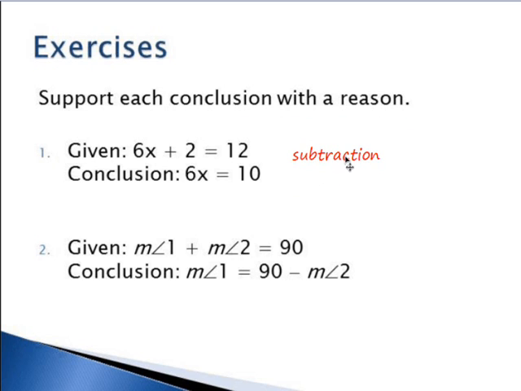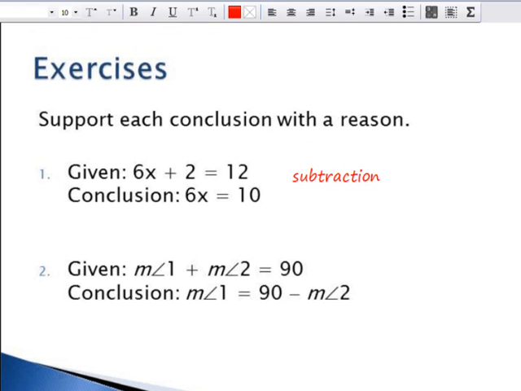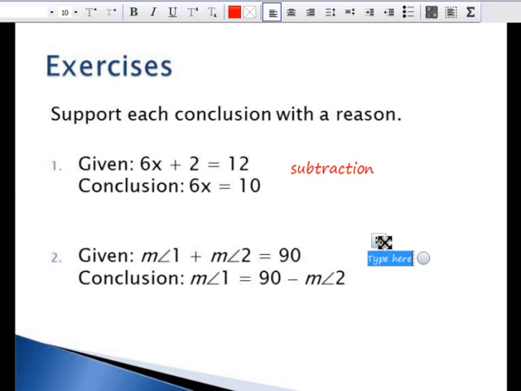Okay, and then hopefully down here for this one, and then down here we have the measure of 1 plus the measure of 2 equals 90, and here we have the measure of 1 equals 90 minus that, so that is also the subtraction property. We subtracted something from both sides. Okay.